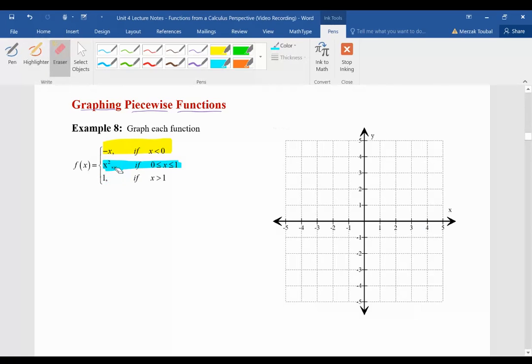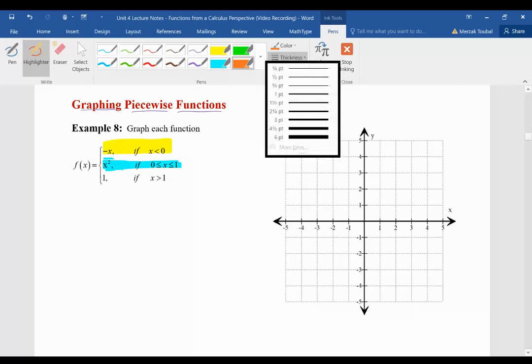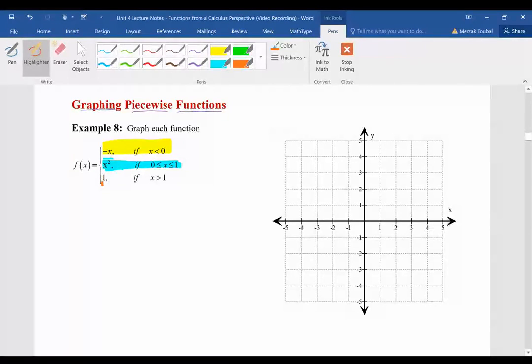And then the third case is the function f is 1 if the values of x are greater than 1. So it means for the first one, we're allowed to sketch a graph only for the values of x that are smaller than 0. And the second one, we're allowed to sketch the graph of x squared only for the values in between 0 and 1 inclusive. And then the third one, we're allowed to graph f of x equals 1 only for values of x that are greater than 1. So let's start with the first one.